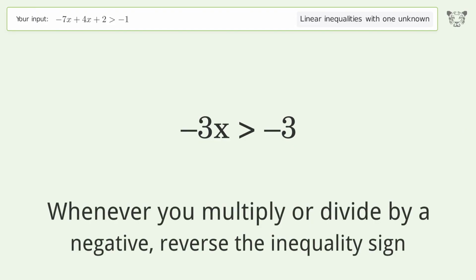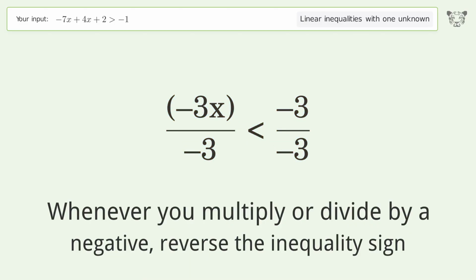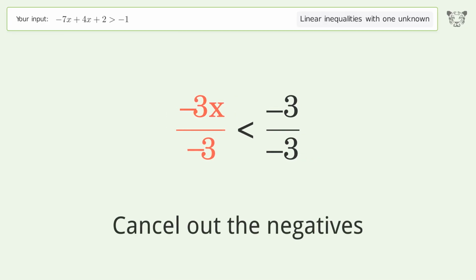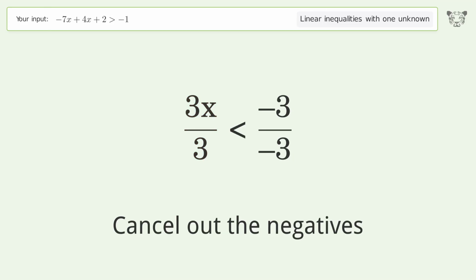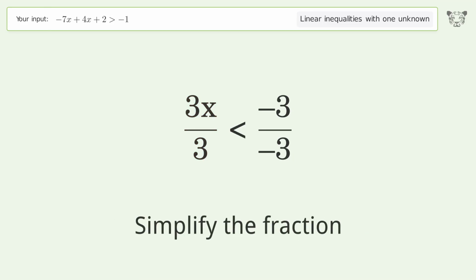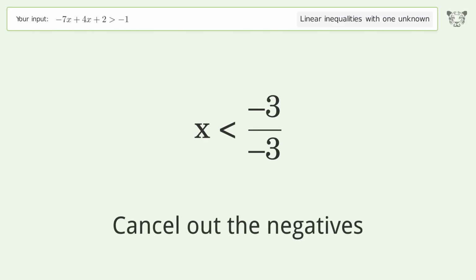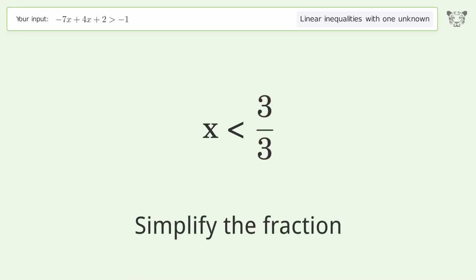Whenever you multiply or divide by a negative, reverse the inequality sign. Cancel out the negatives. Simplify the fraction. Cancel out the negatives. Simplify the fraction.